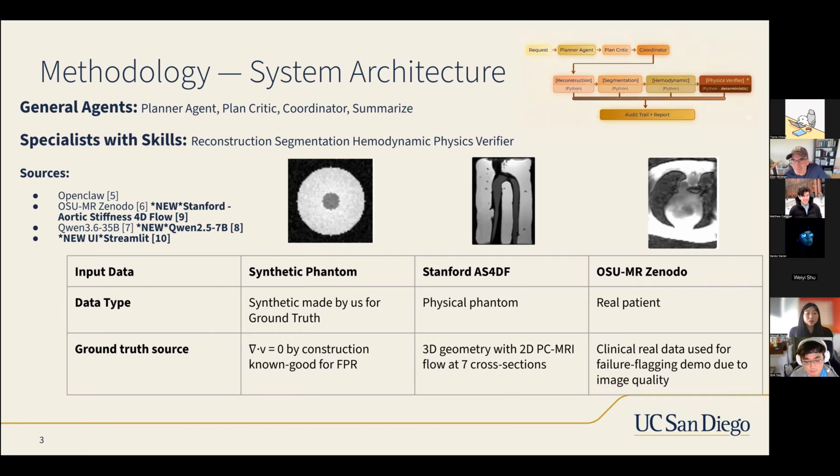And finally, OSU MR Syndromic is a real patient case-based scan. We're not claiming clinical quality numbers on this dataset because the image quality has issues. Instead, we use it specifically to demonstrate that the verifier correctly flags failure where the data cannot be trusted. Next slide.